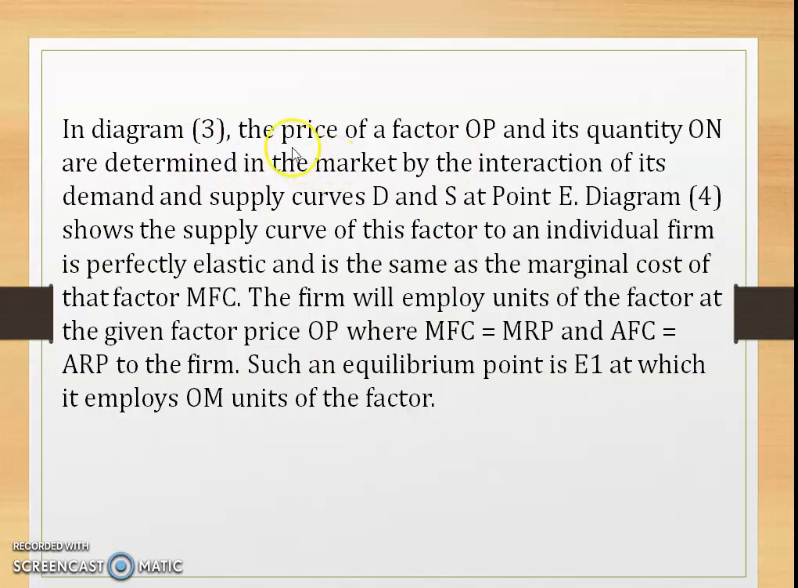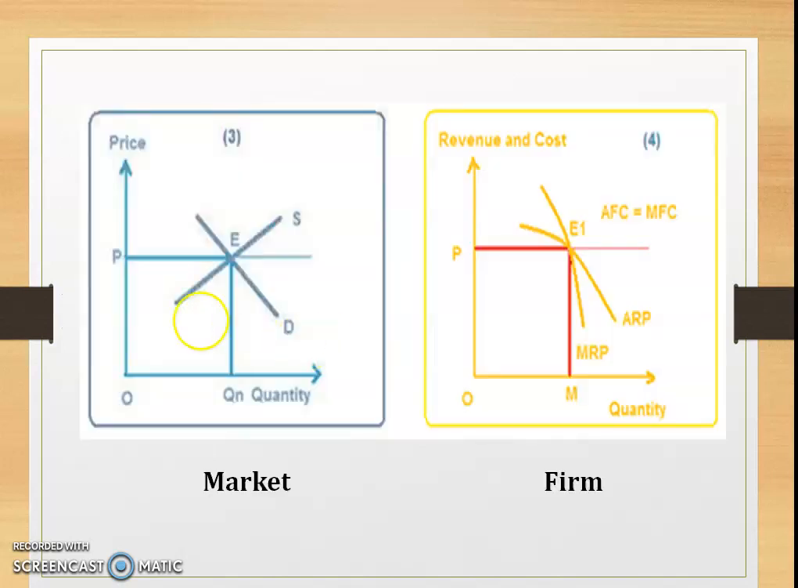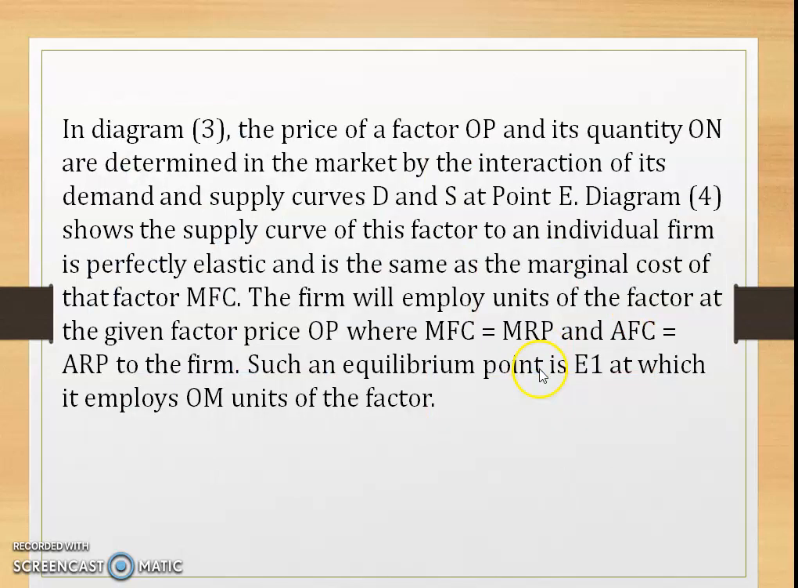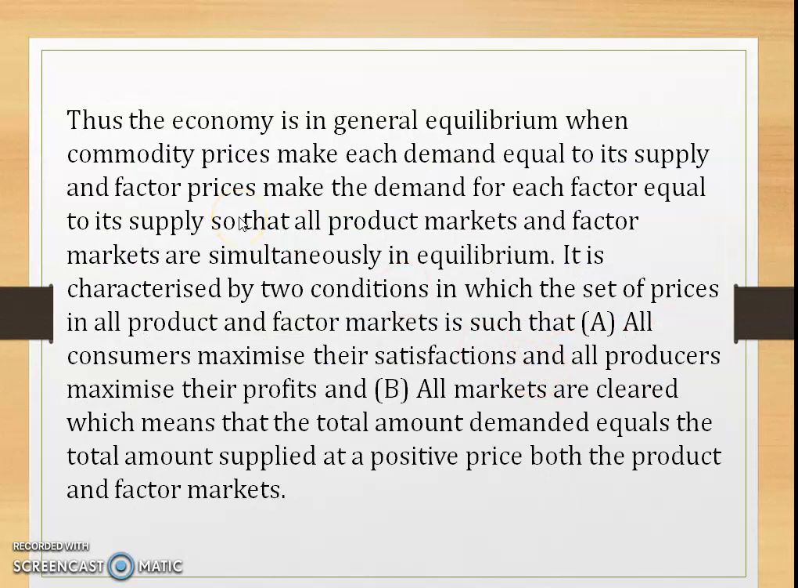Okay. So in diagram 3, the price of the factor OP and the quantity ON are determined in the market by the intersection of its demand and supply at point E. Diagram 4 shows the supply curve of the factor to an individual firm is perfectly elastic and is the same as the marginal cost of the factor, MFC. The firm will employ units of the factor at a given factor price OP, where MFC is equal to MRP and AFC is equal to ARP to the firm. Such an equilibrium point is E1 at which it employs OM units of the factor.